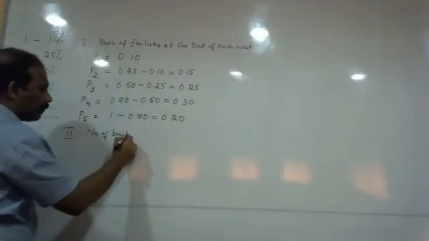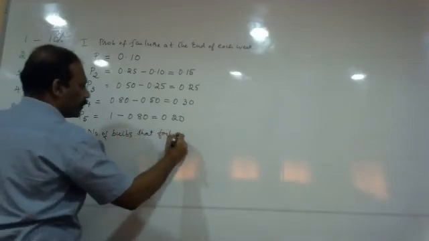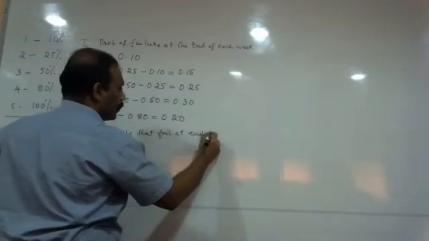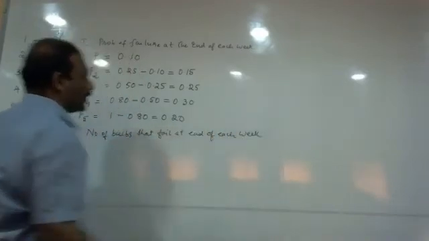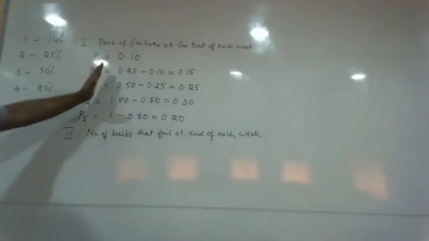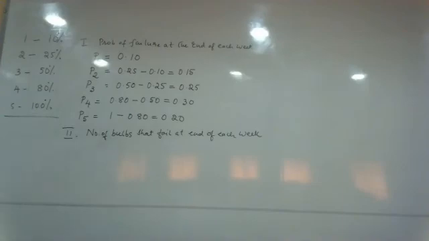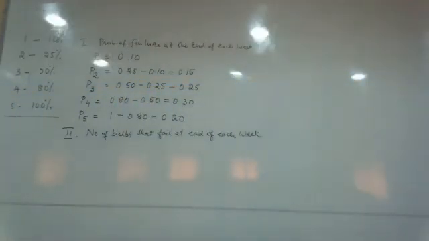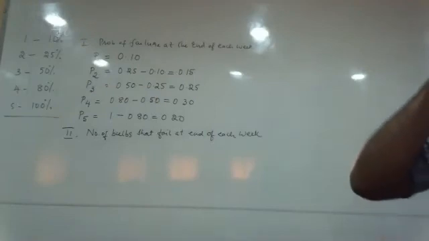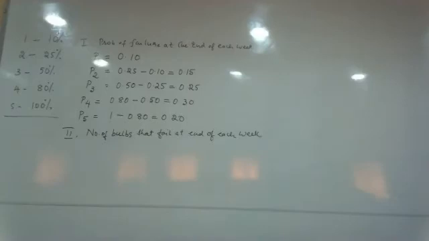So number of bulbs that fail at end of each week, ಇದನ್ನ ಕ್ಯಾಲ್ಕುಲೇಟ್ ಮಾಡಬೇಕು. Okay, at the end of each week. So ಇಲ್ಲಿ ನಾವು probability calculate ಮಾಡಿದೀವಿ, ಈಗ ನಾವು exact numbers ನ calculate ಮಾಡಬೇಕು. Okay, now can you please tell me totally how many bulbs are there in this particular problem? ಒಟ್ಟು ಎಷ್ಟು bulbs ಇದೆ? 1000. Very good. Totally 1000 bulbs ಇದೆ.